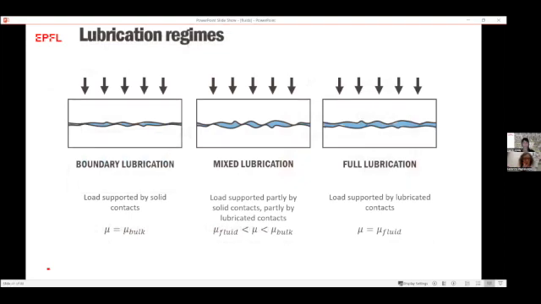As we saw already in the first part, we can have different lubrication regimes. Boundary lubrication, when the load is supported totally by the solid contacts, and we have a friction coefficient that is comparable to the one of the bulk material. Then we can have full lubrication, when the load is supported totally by the lubricated contacts. In this case, the friction is much lower, comparable to the friction of the fluid. And then a mixed lubrication, which is in the middle. The load is supported partly by the solid contacts and in part by the lubricated contacts, and the friction coefficient will also be in between the two.